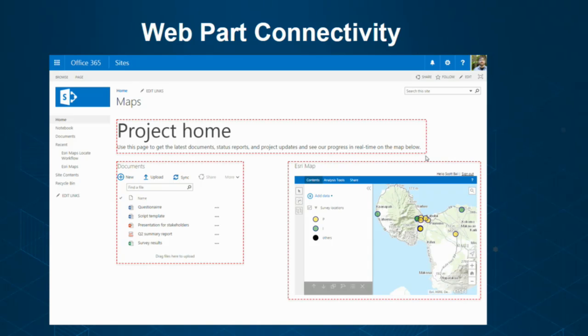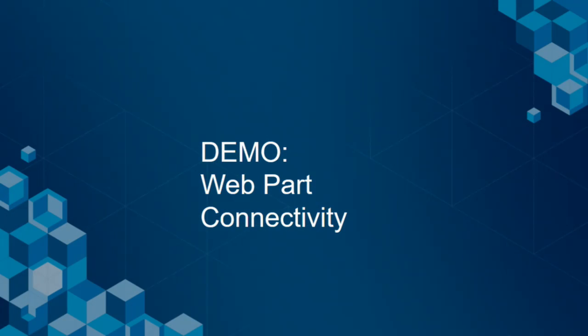And so I just wanted to make sure that everybody was aware that that functionality is there. So the Esri map can talk to a list and filter things down based on selections on the map. And yeah, I forgot to cue my arrows, but the web parts can talk to each other. And so, yeah, we have one question right here.